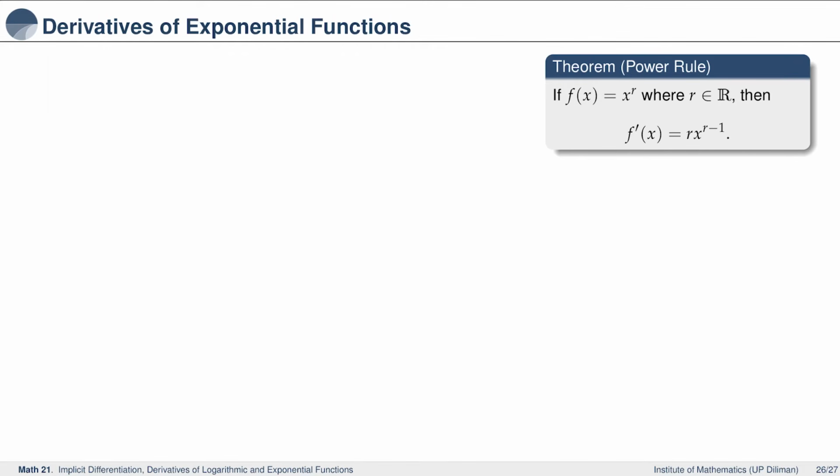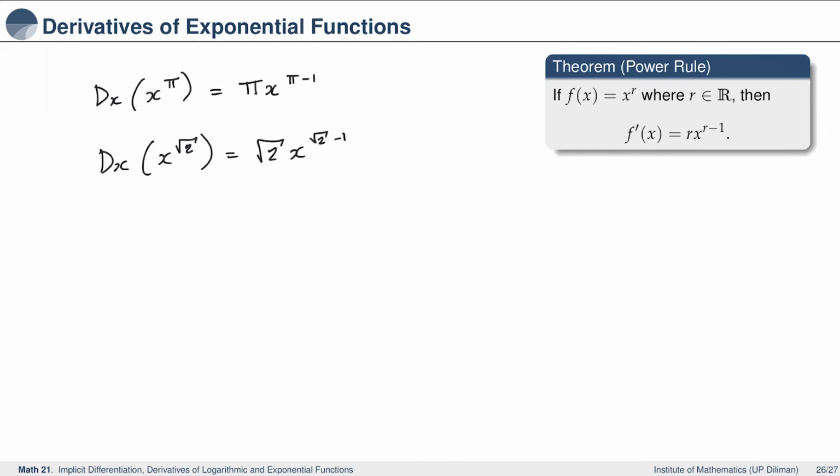So now we can take the derivative with respect to x of x raised to pi, because now we can extend this to irrational numbers as well. So the derivative here would be pi x raised to pi minus 1. We can also take now the derivative of x raised to square root of 2. So that would give us square root of 2 x raised to square root of 2 minus 1.